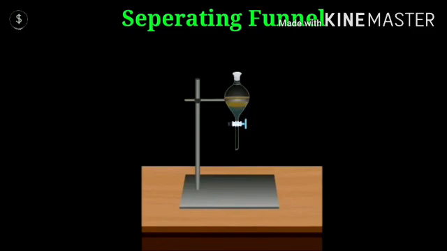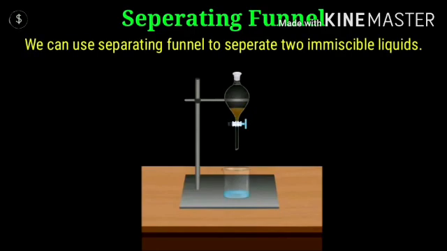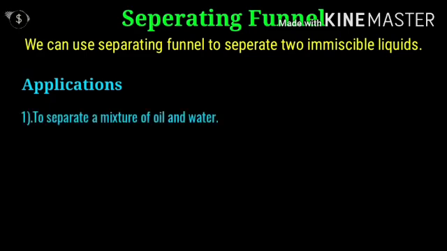We close the stop cock, and you see that oil is above the water, and after some time we open the stop cock, and then water starts flowing into the beaker drop by drop, and after that we again close the stop cock, and only oil is remaining inside the separating funnel, and we collect this oil in another beaker.